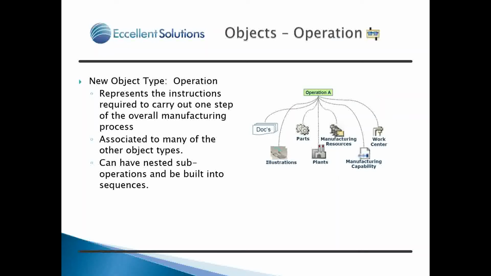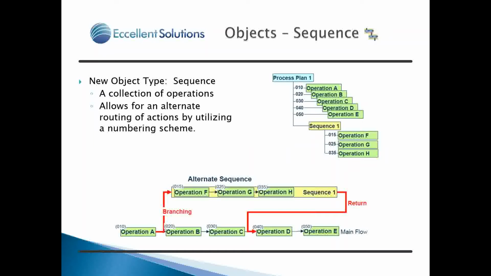Operations can also be nested and have sub-operations built in to further define what an operation is for any particularly large process, and they can also be built into sequences. That being said, a sequence is essentially a collection of operations. And the key point of using a sequence is to be able to incorporate this into a process plan and allow for an actual alternate routing by use of the sequence number and operation numbers for utilizing a scheme.